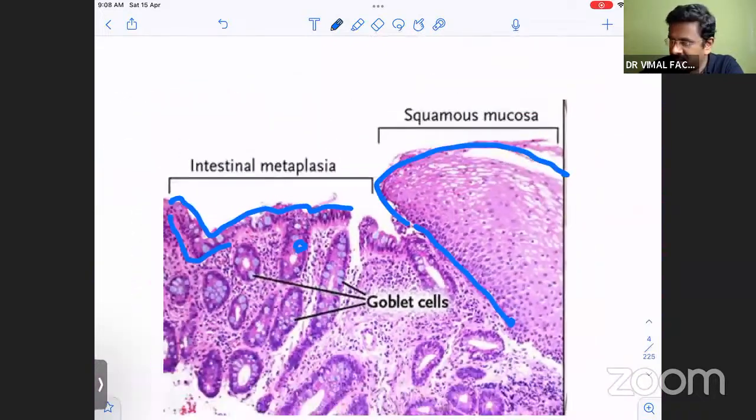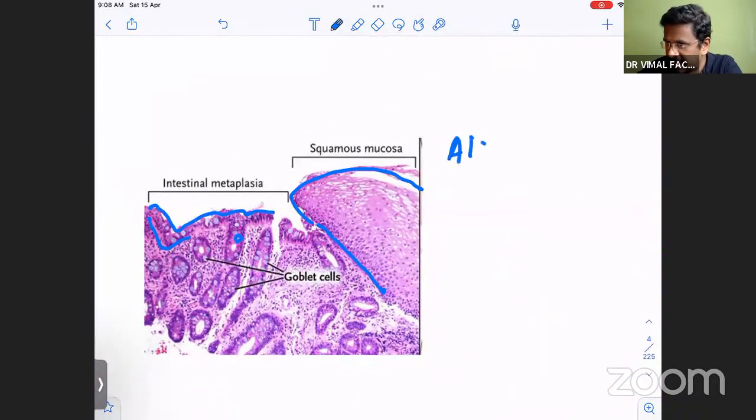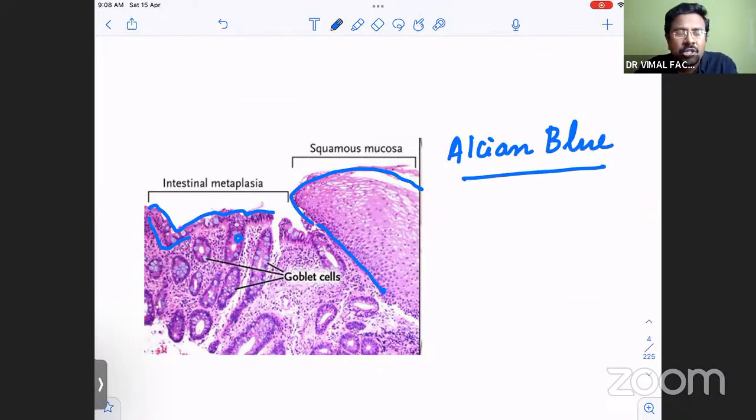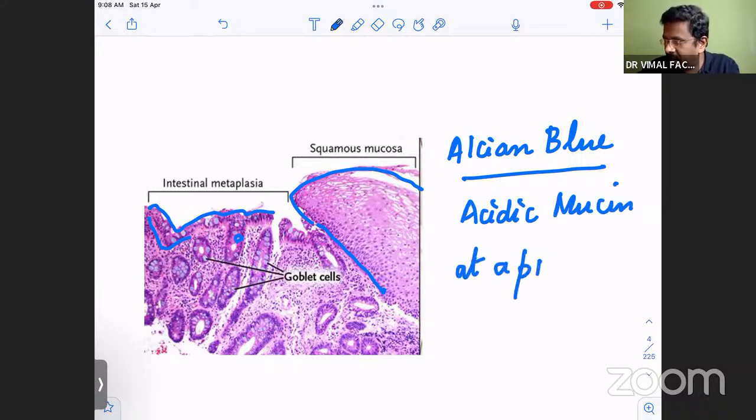Staining here. This stain is nothing but the Alcian blue. Very good, specifically Alcian blue. What is the specialty of this Alcian blue? This Alcian blue stains the acidic mucin at a pH of 2.5.